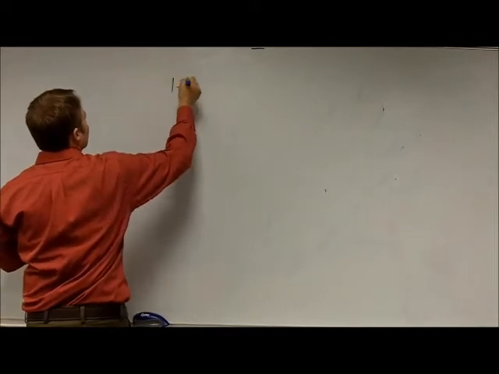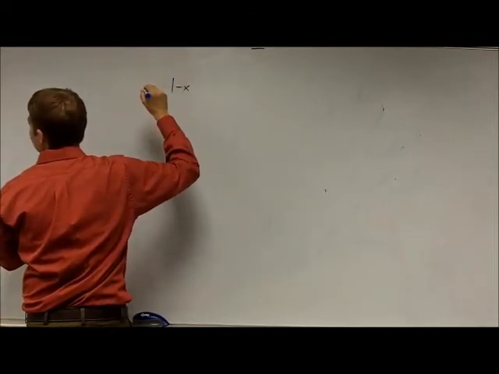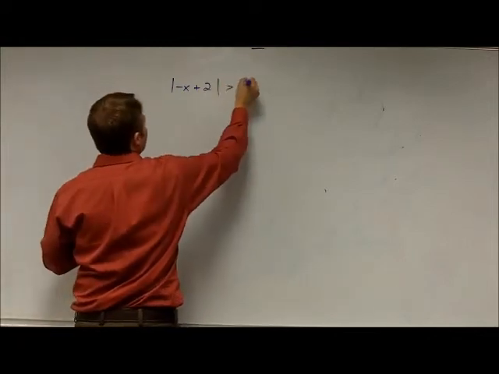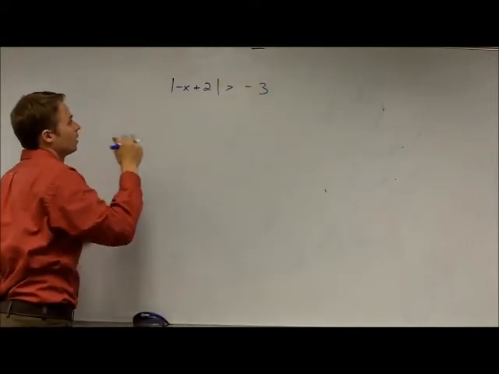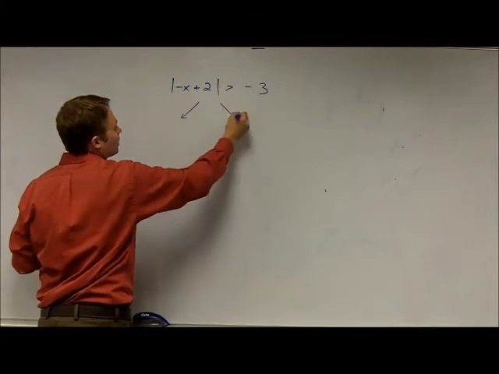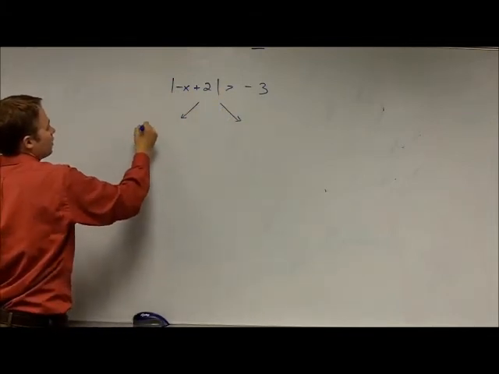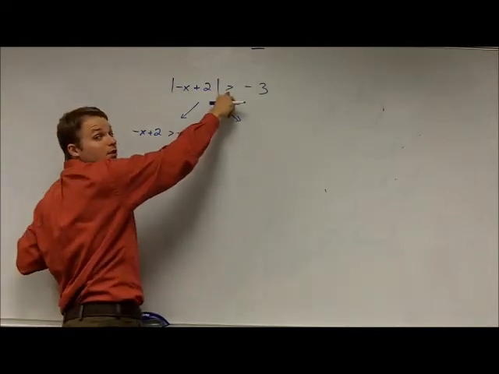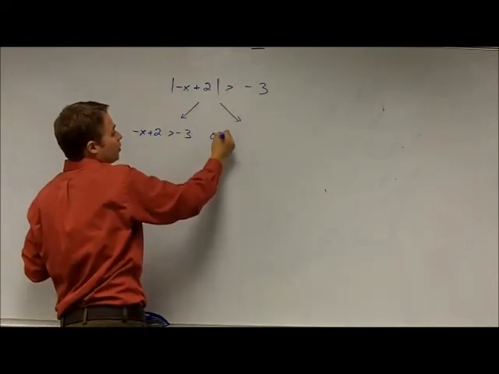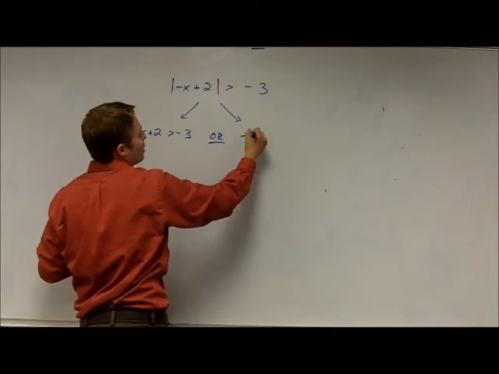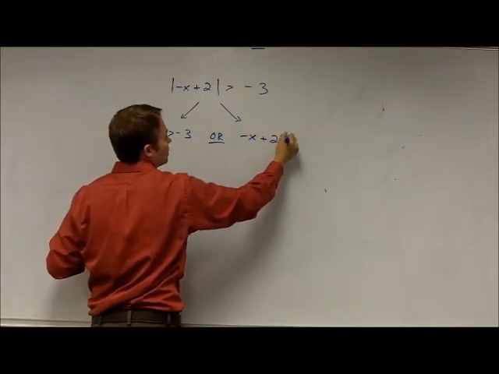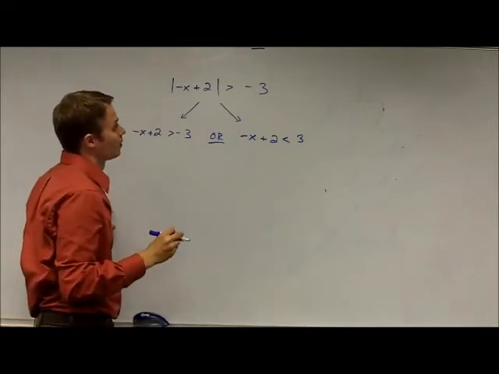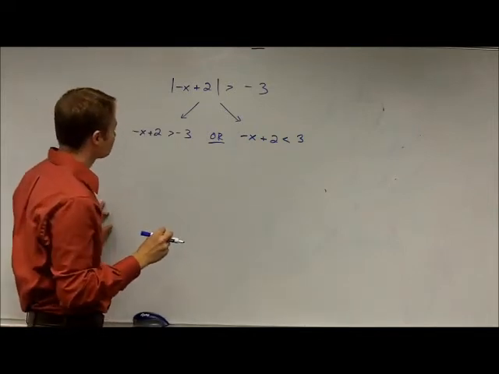So let's try this guy. Absolute value of negative x plus 2 is greater than negative 3. Again, I'll split this up into negative x plus 2 is greater than negative 3. And then since this is a greater than, I'm going to put or. And then over here, I'll have negative x plus 2 is less than positive 3. So change the sign of that value from the negative 3 to positive 3.